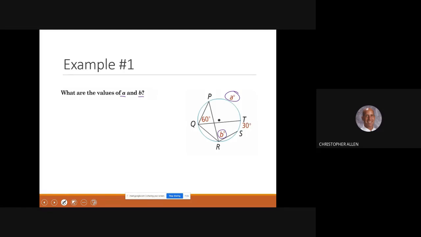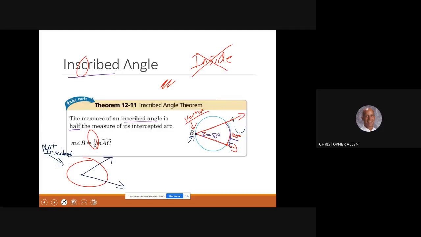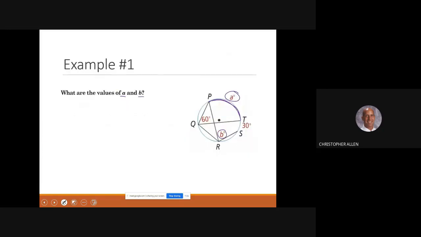So A is this arc right here. This is what I want you to focus on right now. That's A. What's the measure of arc A? I'll give you a hint. I'm expecting too much. I just feel like you guys could figure this out. So the rule is this. This angle is half of that intercepted arc. So my question is, what does that arc A have to measure?